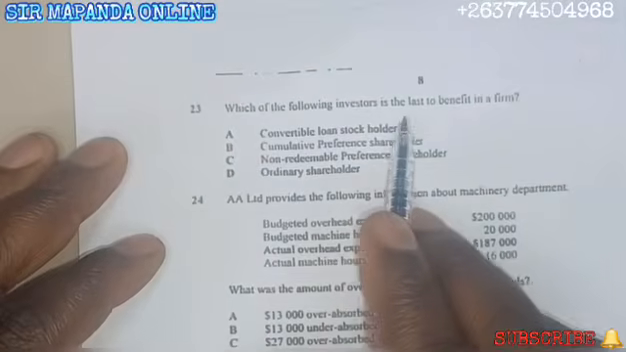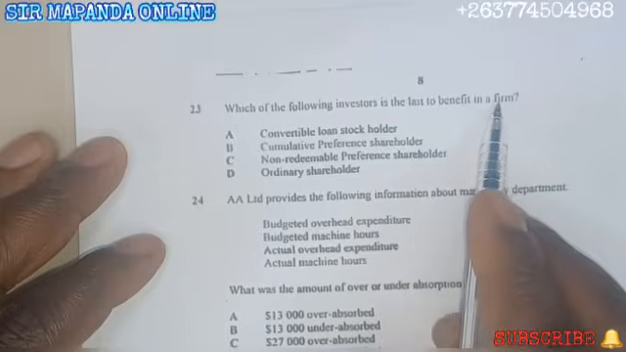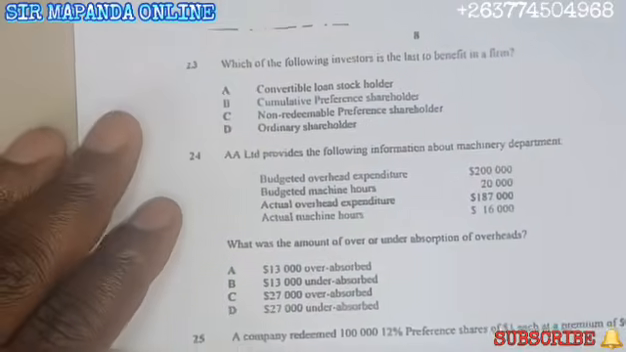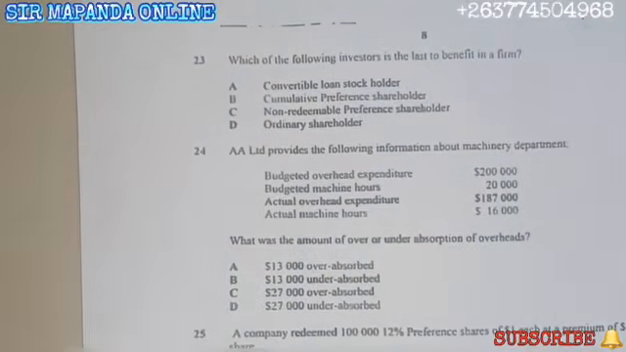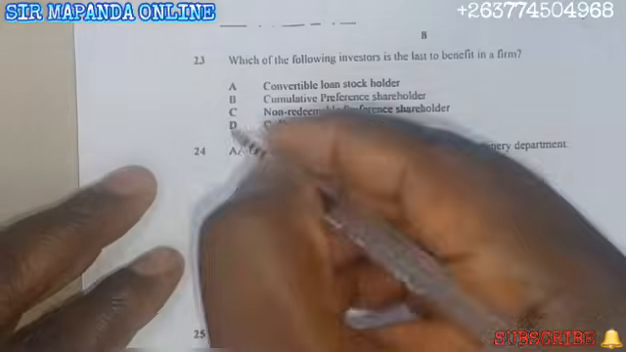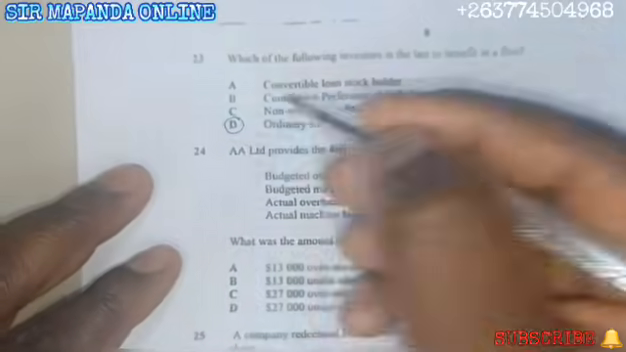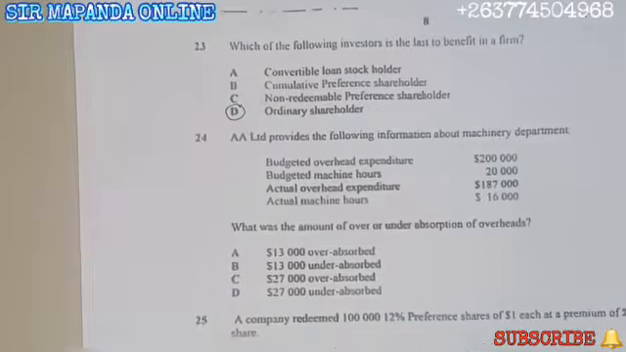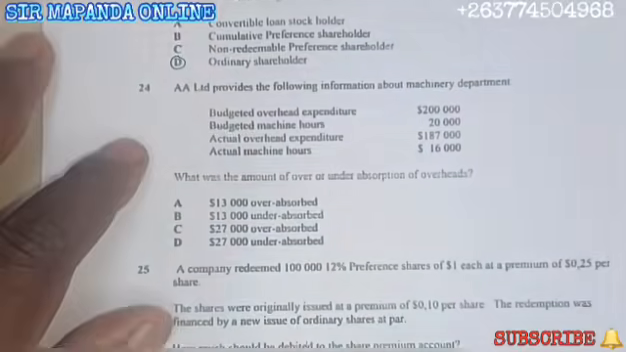Which of the following investors is the last to benefit in a firm? Remember, ordinary shareholders are the owners of the business, and the owners of the business or the company, they bear the greatest risk. So answer is D. We pay ordinary shareholders last.